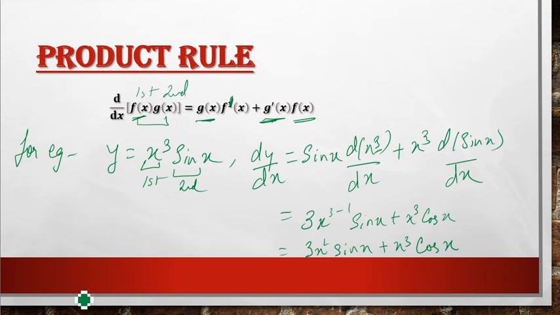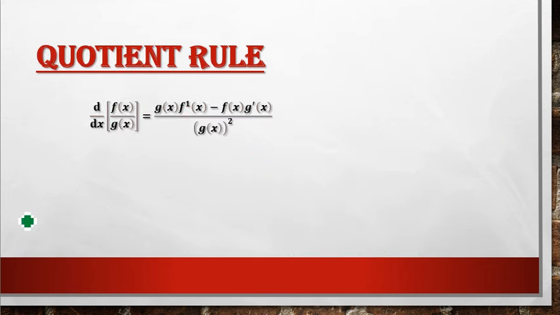Okay, so next we come to the rule which is the quotient rule. Now see what the quotient rule says. Suppose f(x) is in the numerator and g(x) is the denominator. The part of the fraction which is present above is the numerator and which is present below is the denominator. Now if we differentiate this f(x) by g(x), what we are getting is the denominator function multiplied by the differentiation of the numerator minus the numerator multiplied by the differentiation of the denominator, and the entire thing divided by the square of the denominator. Okay, the square of the denominator.